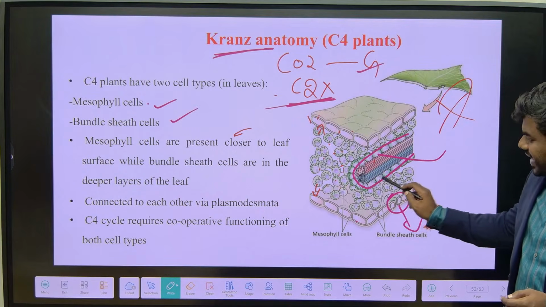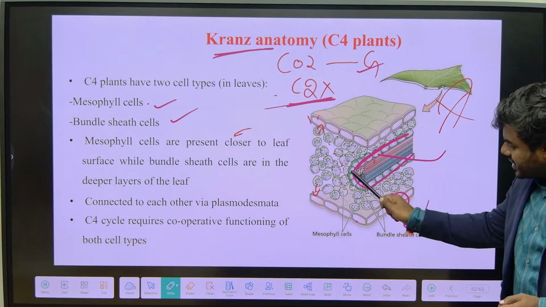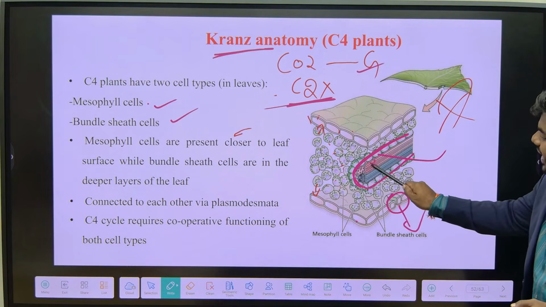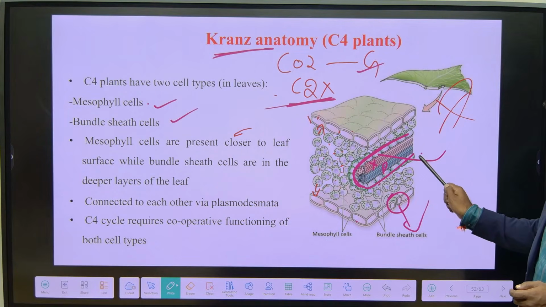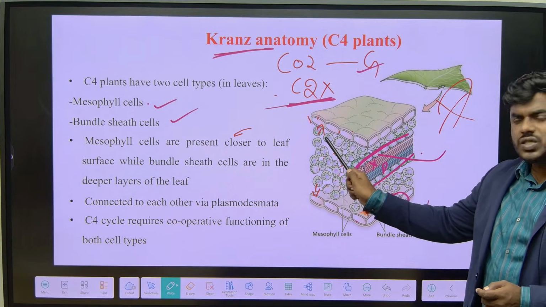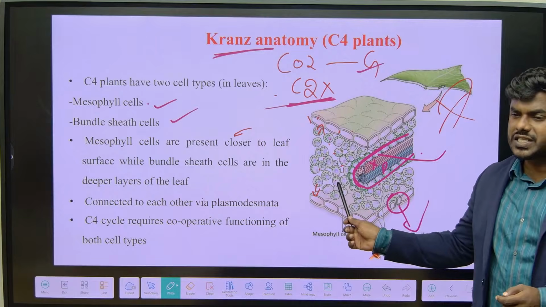And is there any intercellular space? No. That is an important statement to be remembered. Bundle sheath cells generally surround xylem and phloem. These are xylem and phloem. They do not have intercellular spaces; they are tightly attached with each other. Mesophyll cells are loosely arranged because they have a lot of intercellular spaces.